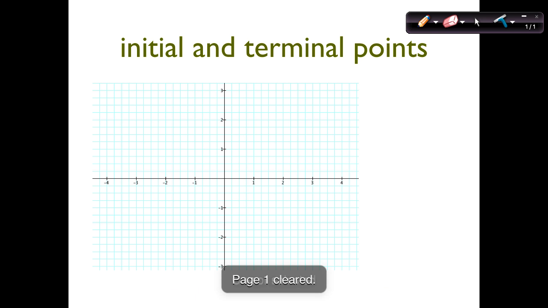All right, so let's talk about initial and terminal points. So sometimes, say my point P is 3, 1. And point Q is, that's not 3, 1. Told you I was bad at math. 1, 3. And then Q is 2.5, 2.